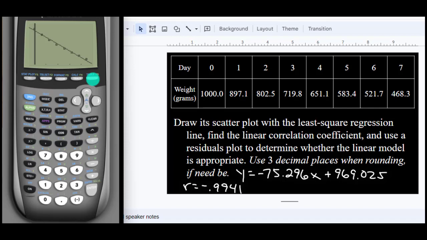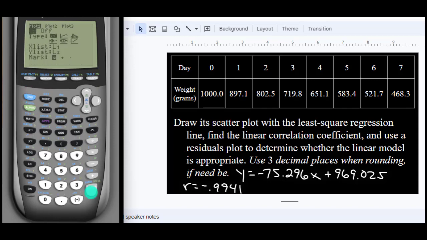So that's our scatter plot. That's our least squares regression line. We found the linear correlation coefficient. And now we're going to use a residual plot to determine whether that linear model is actually appropriate, because it looks pretty good. We saw the R value. We saw the R squared value. It looks really good. But let's take a look, and let's go back to second Y equals.